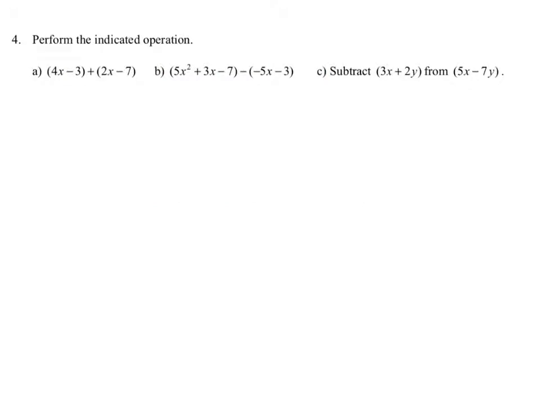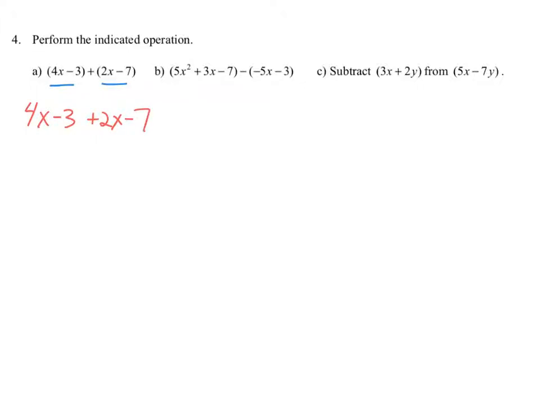Okay, for these examples, we're going to perform the indicated operation. In example A, we have the quantity 4x minus 3 plus the quantity 2x minus 7. I'd like to get rid of any parentheses first if there was anything I needed to multiply by. It looks like I can rewrite this expression as 4x minus 3 plus 2x minus 7. Now I can combine like terms.